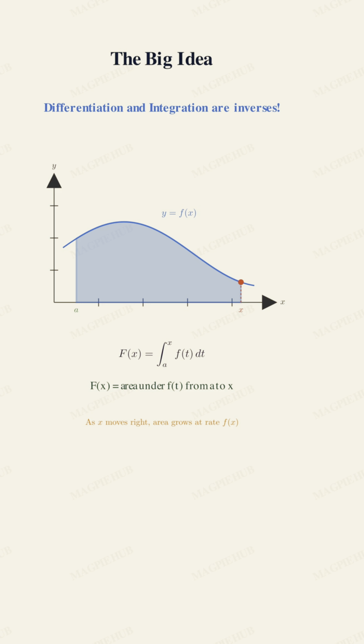As x moves to the right, the shaded area grows. The rate at which this area grows is exactly f of x, the height of the curve at that point. This is the core insight of the fundamental theorem of calculus.